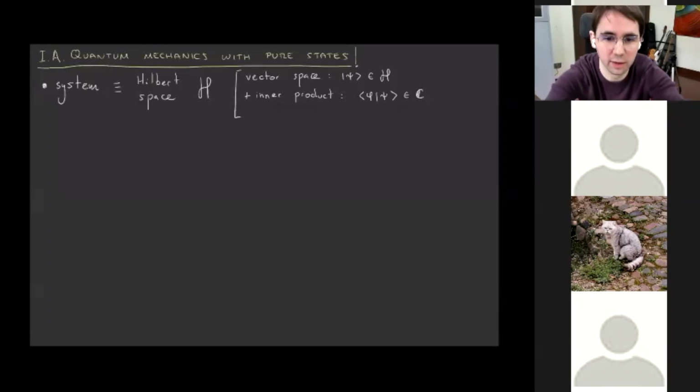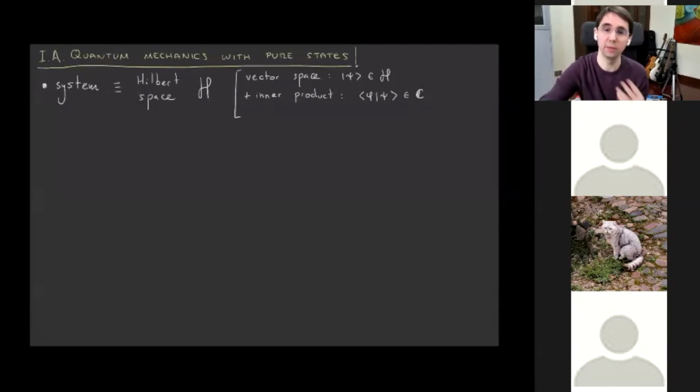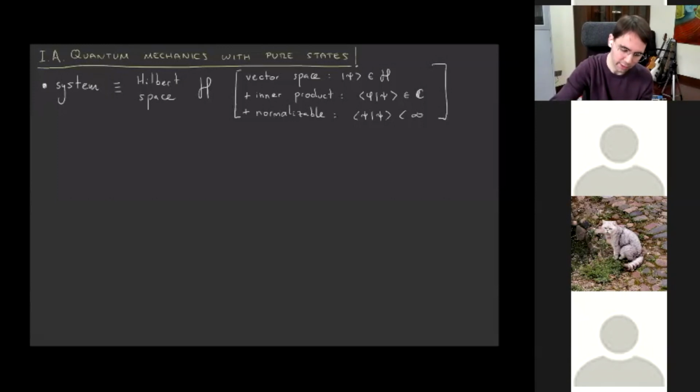When we are talking about finite dimension. For infinite dimensional vector spaces, we need to add one more condition, which is that the vectors need to be normalizable, which means that their norm needs to not be infinite. So this is a Hilbert space, and as I said, every system in quantum mechanics can be described with the proper Hilbert space.